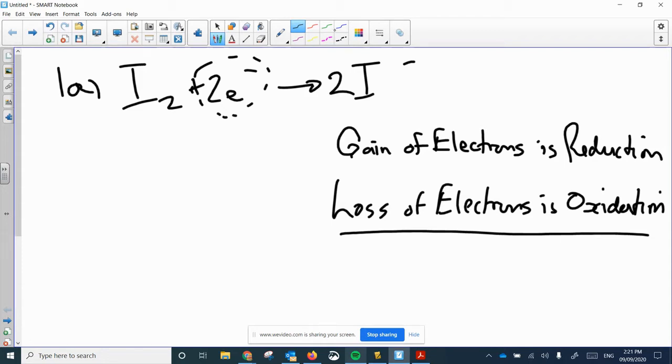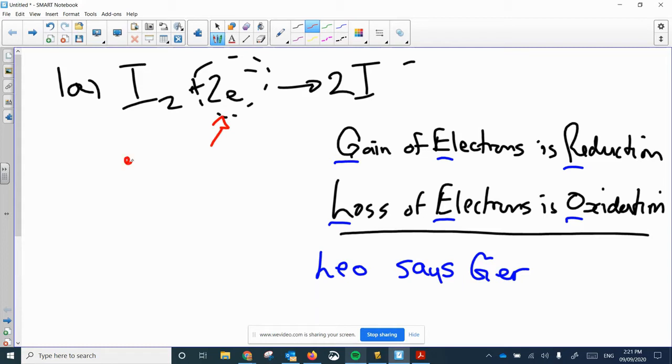There's a cute little mnemonic to help us remember these two. Leo the lion says grr. Now in this scenario, let's go back and look. Here we are gaining electrons. We're gaining electrons in this process, so that means this is a reduction.